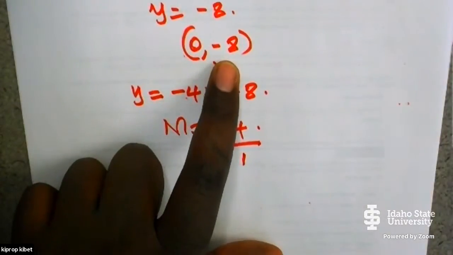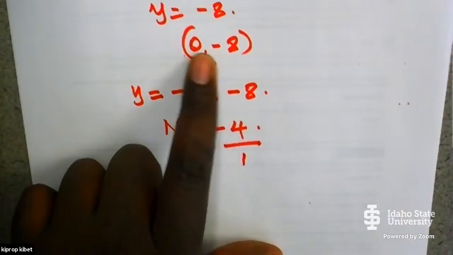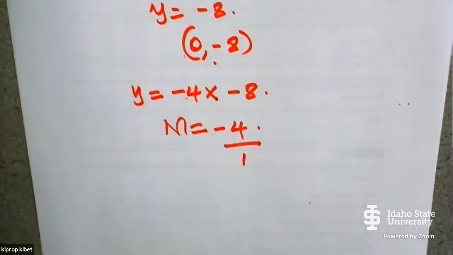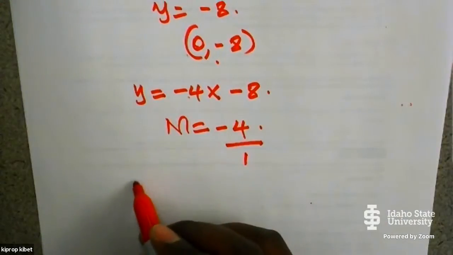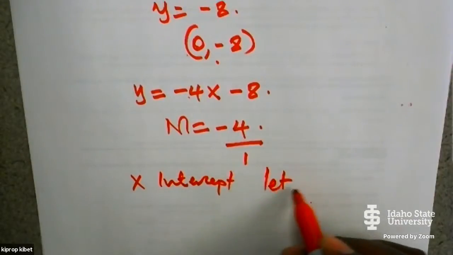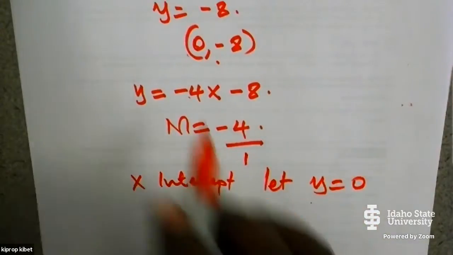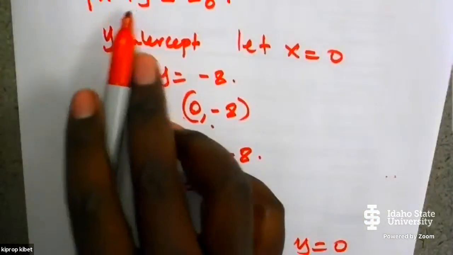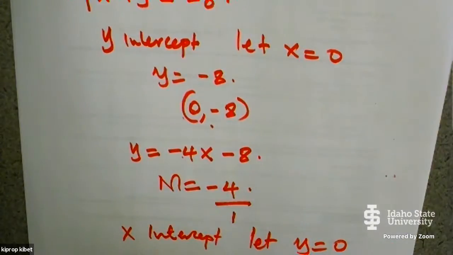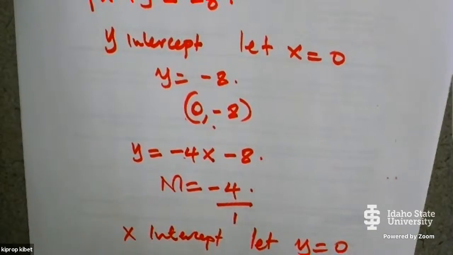then what you do is you get the x-intercept. So for the x-intercept, you let y be equal to 0. So when you let y equal 0 here, what do you get? 4x equals -8, right? So x equals -2. So we have the point (-2, 0).